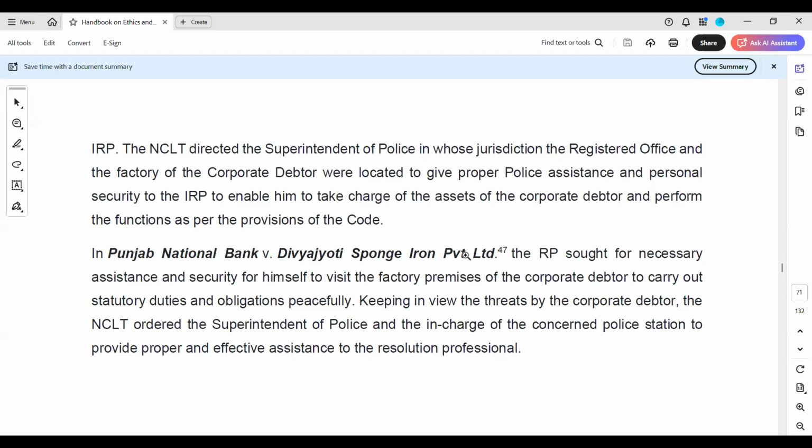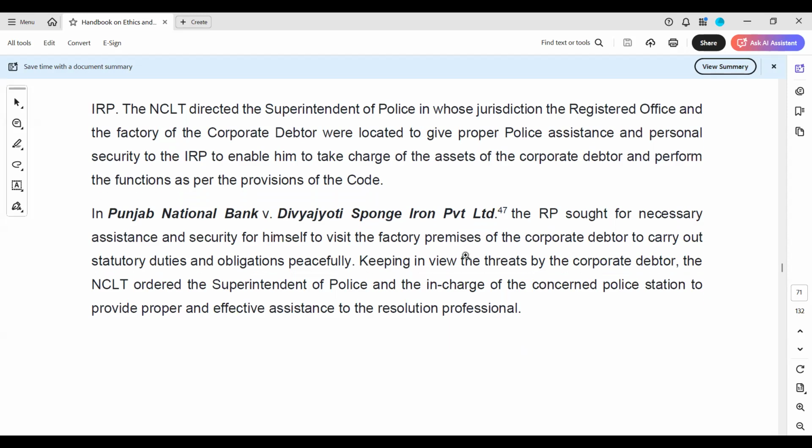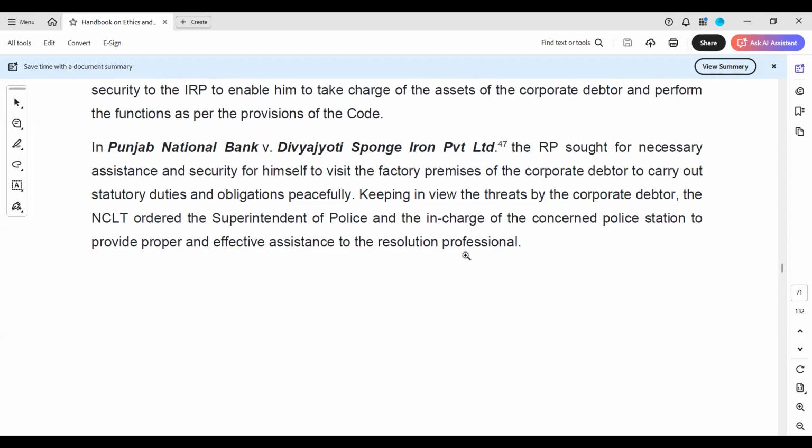In Punjab National Bank versus Divya Jyoti Sponge Iron Private Limited, the RP sought necessary assistance and security for himself to visit the factory premises of the CD to carry out statutory duties and obligations peacefully. Keeping in view the threats by the CD, the NCLT ordered the Superintendent of Police and the in-charge of the concerned police station to provide proper and effective assistance to the RP.